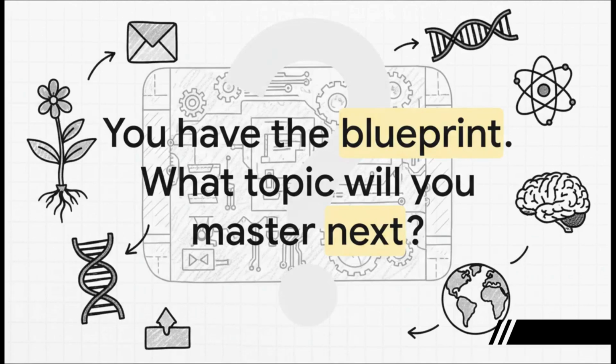And there you have it. A clear, concise, and totally exam-ready blueprint for the core structures of plant reproduction. You've seen where the confusion happens, and now you have the tools to completely avoid it. So the only question left is this. Now that you have the blueprint, what other complex topic are you going to master next?